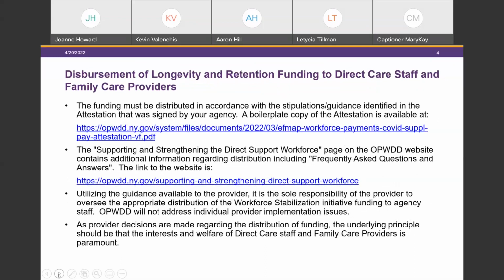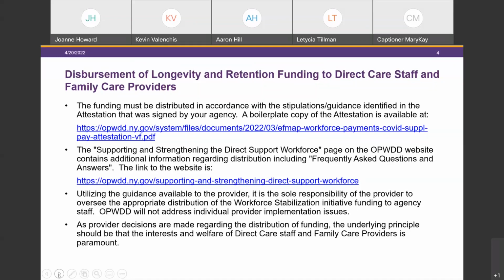Disbursement of longevity and retention funding to direct care staff and family care providers. First, the funding must be distributed in accordance with the stipulations and guidance identified in the attestation that was signed by your agency. A boilerplate copy of the attestation is available on the OPWDD website, and we have given you a link in the slides to that address.